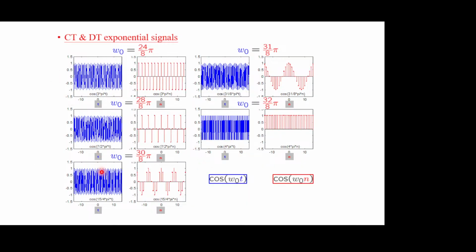Here we go to 3 pi, and you see, once again, this is a high frequency signal, and going to 4 pi, you see it goes back to a constant function once again. Okay? So this is a very different property for discrete time signals.